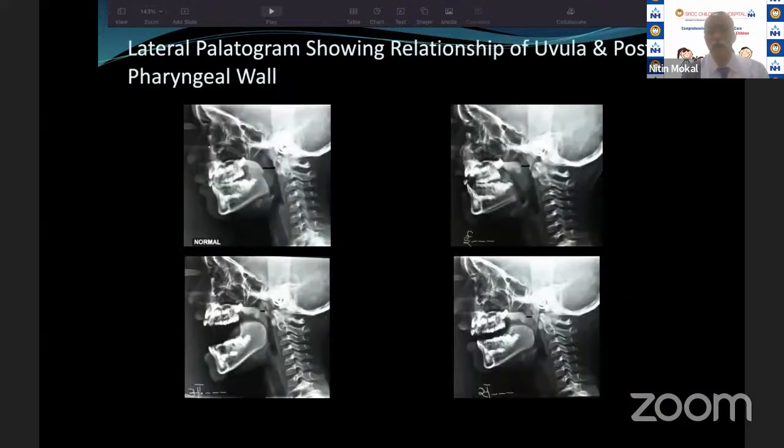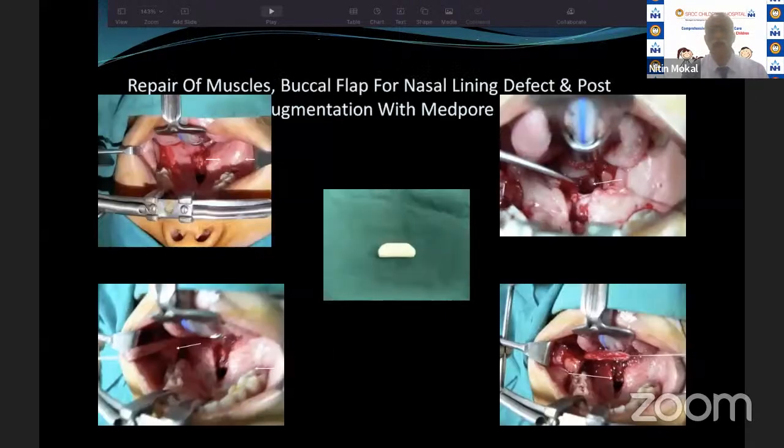And this is a lateral palatogram, which shows the distance between the soft palate and the posterior pharyngeal wall, which is calculated. And then accordingly, we select the pharyngoplasty, either a lateral wall pharyngoplasty or posterior pharyngeal wall augmentation, or re-repair of the palate or lengthening of the palate by using the buccal flaps.